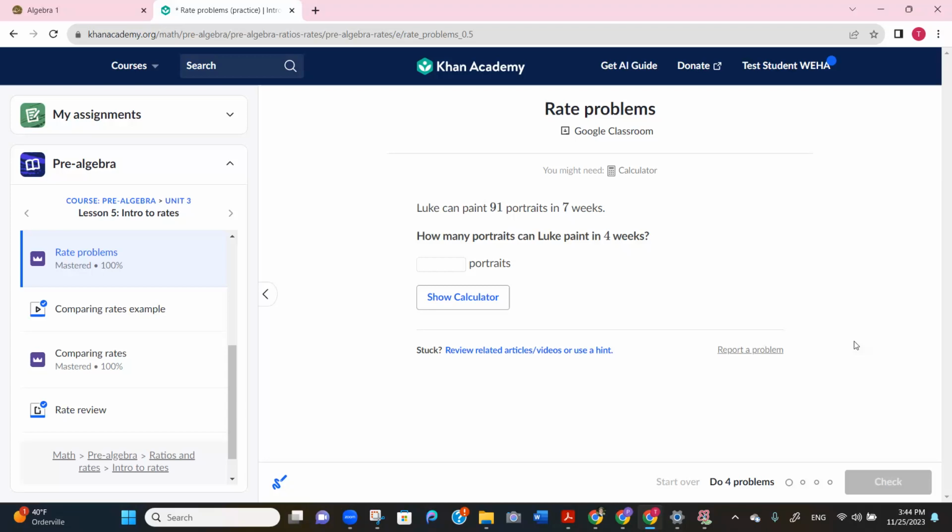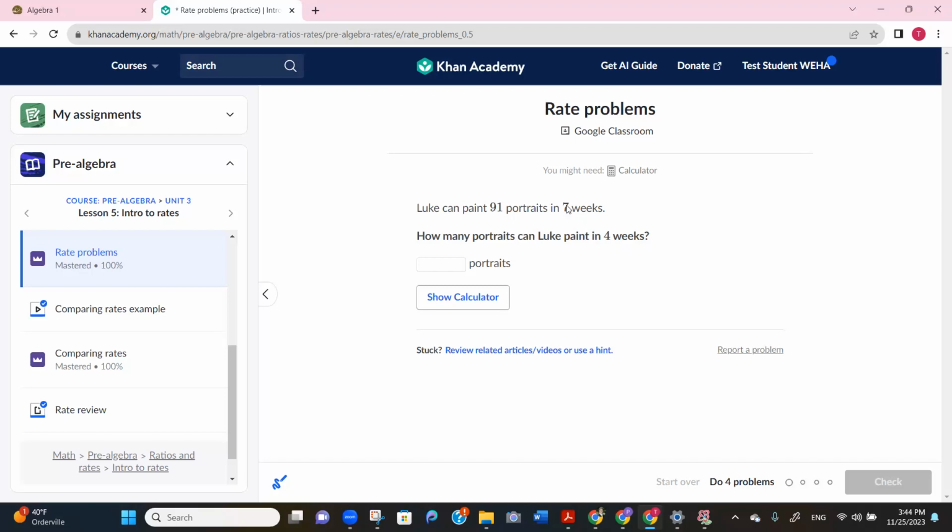Okay, so here we have another problem where the rule of three applies. Luke can paint 91 portraits in 7 weeks. How many portraits can Luke paint in 4 weeks? We can certainly use our rule of three setup, so we would do 91 times 4 divided by 7, and we have it.